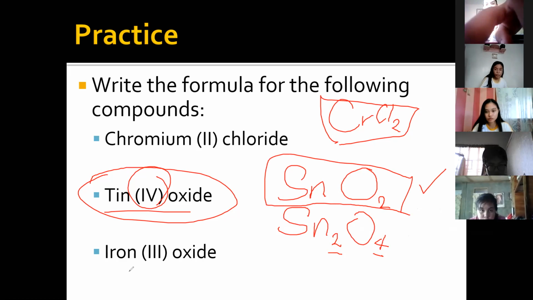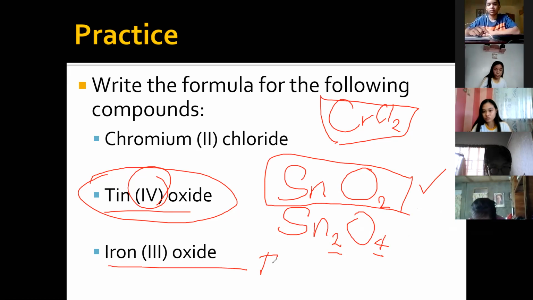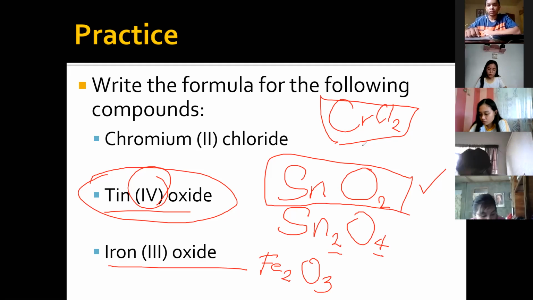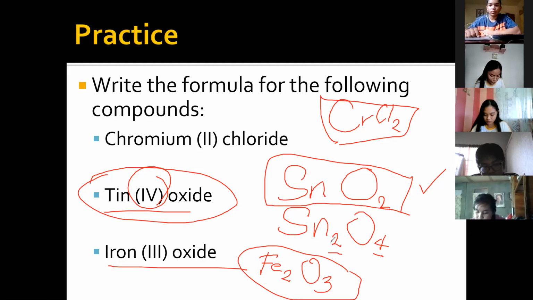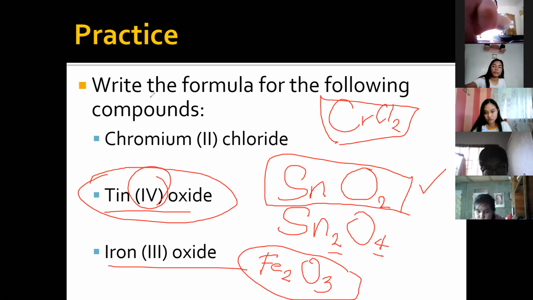Thank you, Kenan. Iron 3 oxide, very easy. This is the part where I had to make sure that your attention is focused on me during the discussion of this one, because a single detail missed might end up with you not understanding the whole lesson at all. So please copy the correct answers for iron 3 oxide, tin 4 oxide, and chromium 2 chloride.